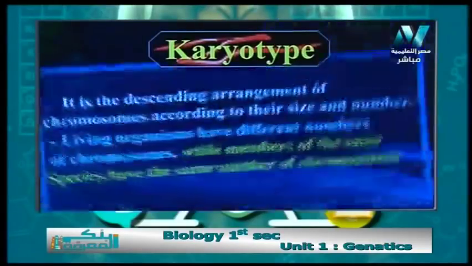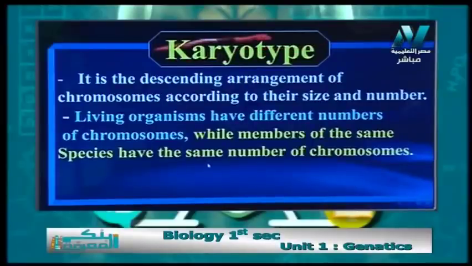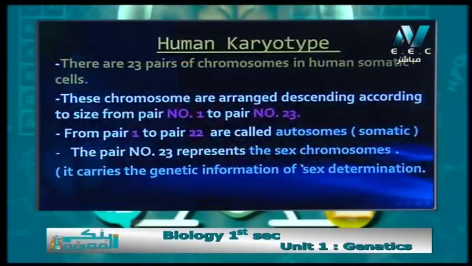Karyotype definition. It is a descending arrangement of the chromosomes according to their size and number. Living organisms have different numbers of chromosomes, while members of the same species have the same number of chromosomes. Human karyotype.